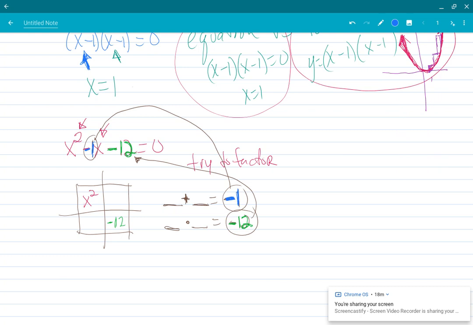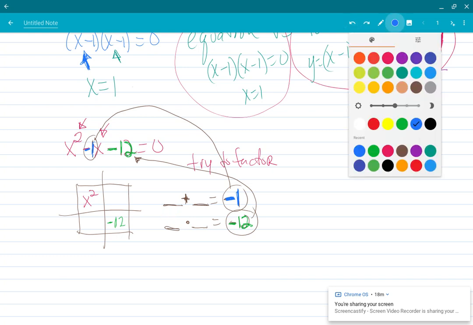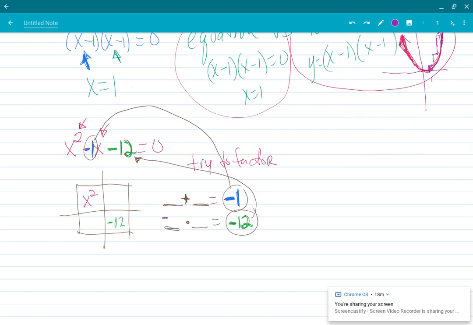-4 and 3. I was going to pick a different color. So there's a little bit of guessing and checking, right? You're not often going to get it on the first try. -4 and 3. All right, does this work? Yes. That means these go inside. Right, make sense?